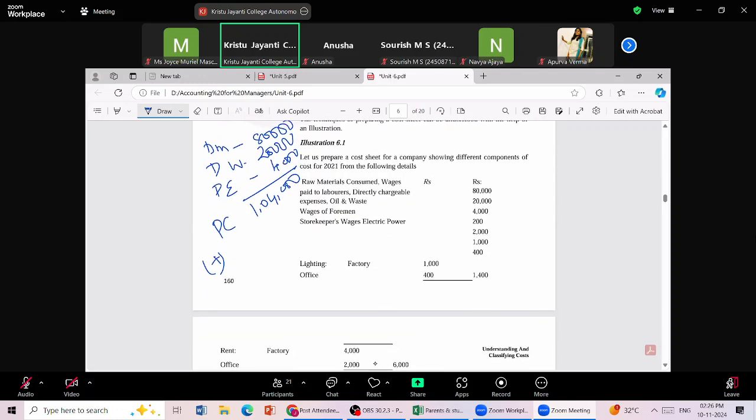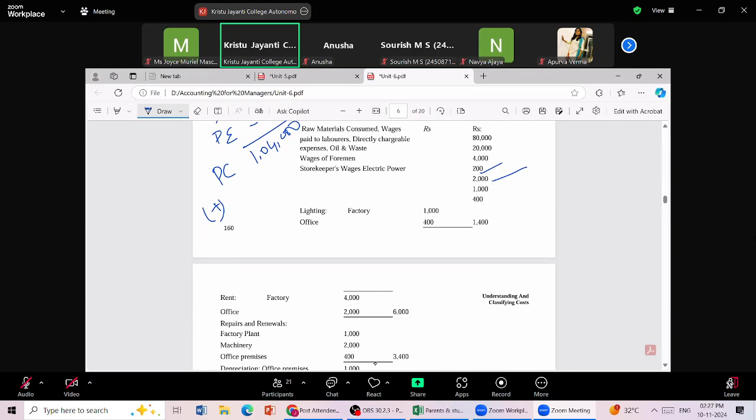Now storekeeper's wages and light 2,000 rupee. Yes, then you can add that. Then wages to electric power, wages to foreman, that you can add. What else you can add? Then wages to storekeeper, so that also you can add, 1,000 rupee. So this all you will add.